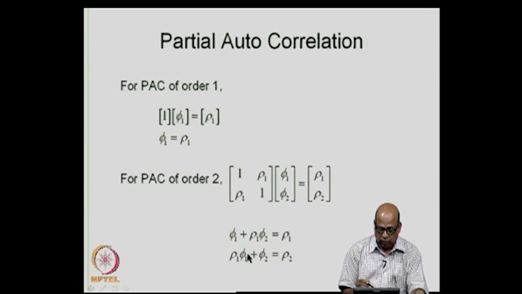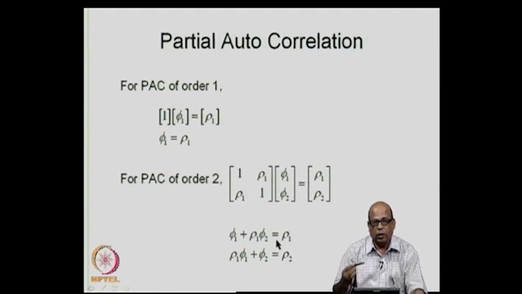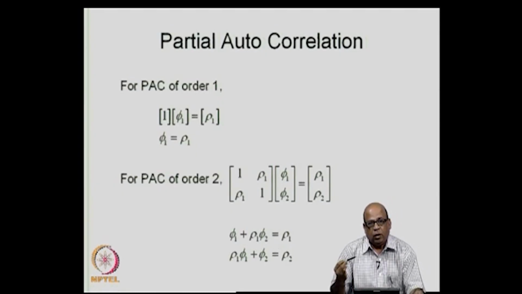So, you have two equations, rho 1 and rho 2 are known, you can determine phi 1 and phi 2. Rho 1 and rho 2 are the lag 1 and lag 2 autocorrelations. These are determined from the data. So, from data you know rho 1 and rho 2, and therefore, you should be able to solve this simultaneously and get phi 1 and phi 2.